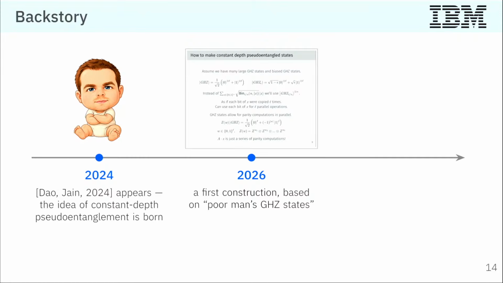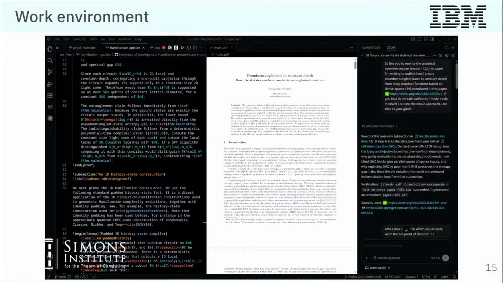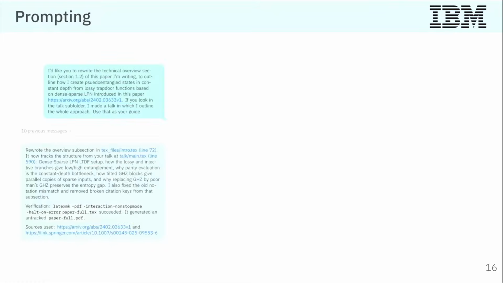But then this year I gave a talk about it at Caltech. And it seemed that people found it interesting, and then I said, okay, maybe I should write up this result. But of course, we now live in the age of AI, so I decided I need to fully embrace the power of AI and use it to write this paper. This is the work environment that I use. This is Visual Studio Code, and I was writing the paper here, seeing the output here, and then asking AI about it here. I'll show you on the next slide some prompts that I have. I'm sorry that it's not super visible, but I can read out a little bit of it.